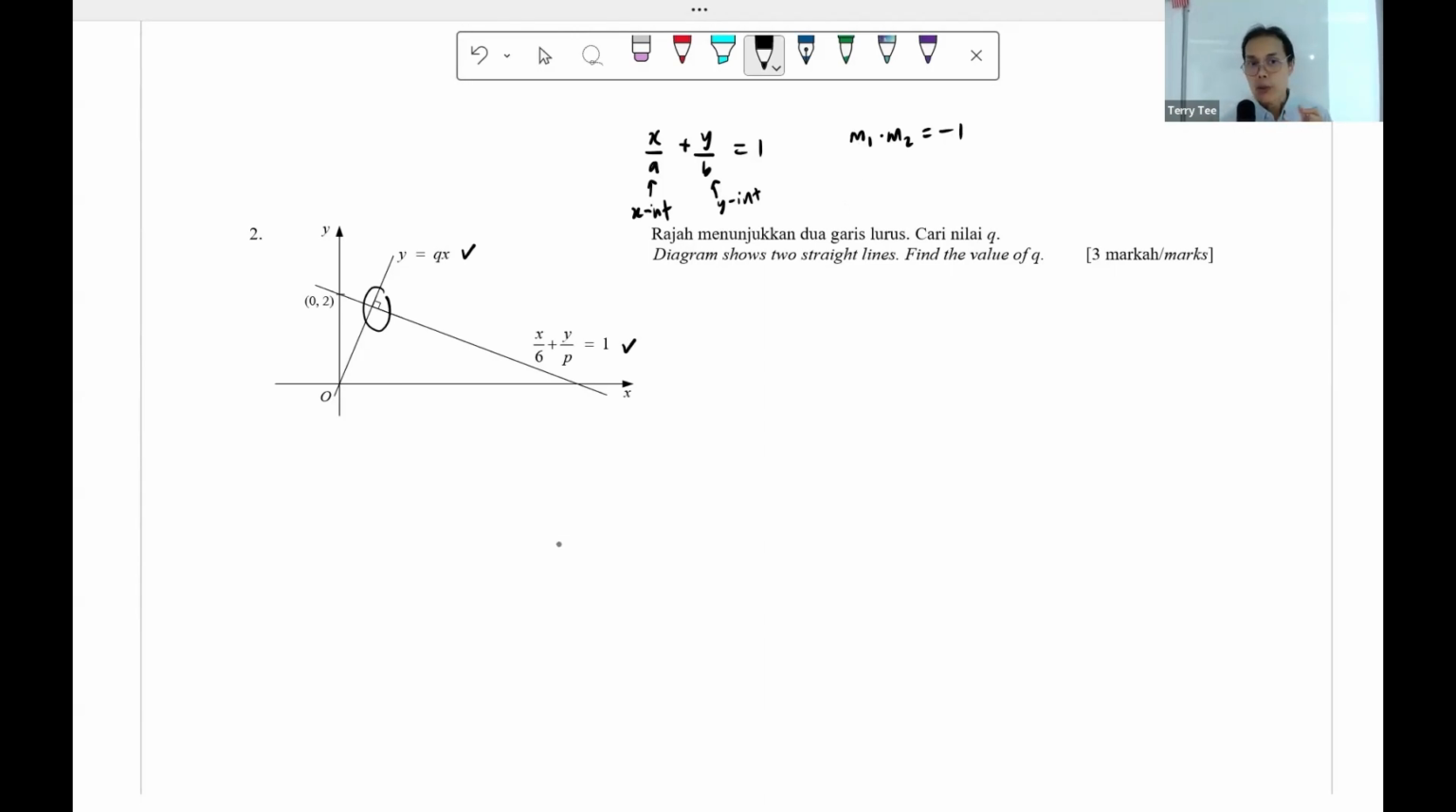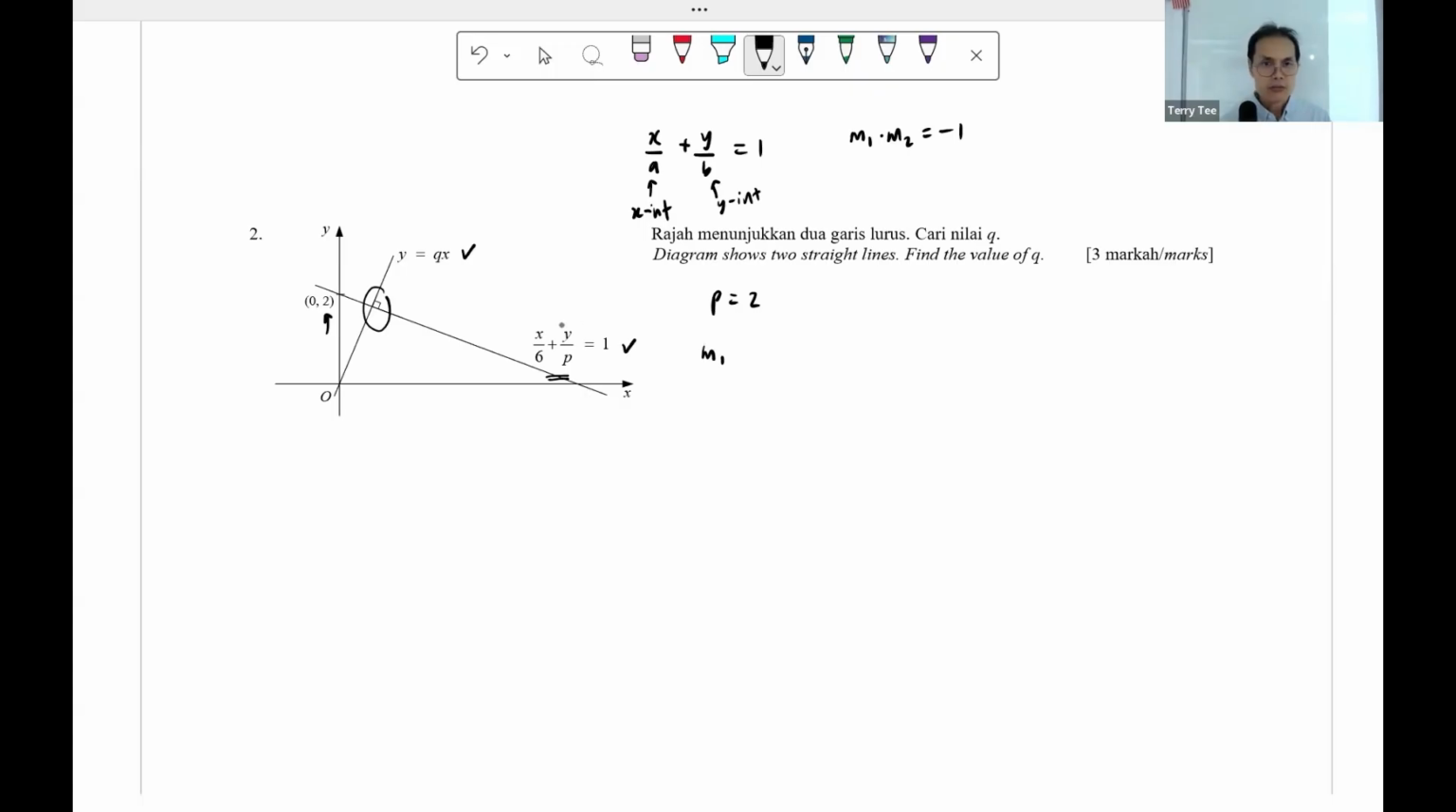So, but first you need to find what is the gradient of this first line, right? So we're going to identify what is your p. P is your y-intercept, right? What's your y-intercept? Your y-intercept is 2. But you don't really need to find p. The question didn't ask us to find p. The question asked us to find q. So let us find the gradient of first line.